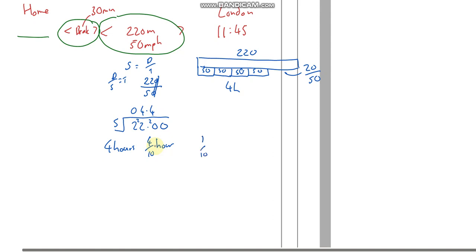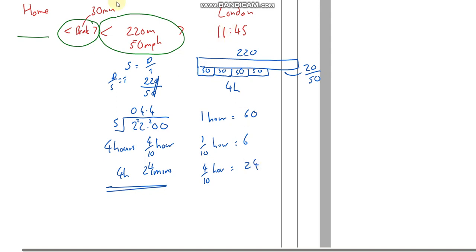This over here, 1/10 of an hour, is going to be 6 minutes because I'm dividing it by 10. Yeah, because 1 hour is 60 minutes. So a tenth is going to be 6 minutes. So 4/10 of an hour is going to be 24. Okay, 24 minutes. So that's 4 hours and 24 minutes. 4 hours and 24 minutes, yep.